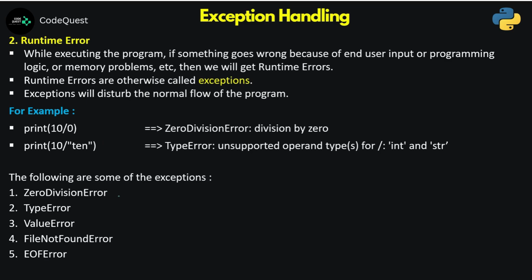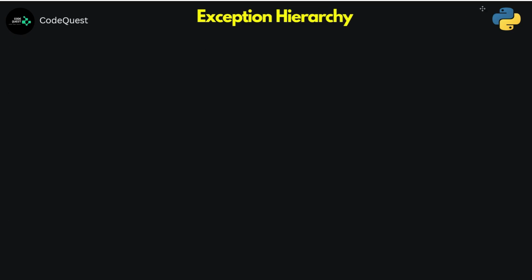Now these are some sample exceptions which might occur while developing a program, like zero division error, which we have seen here, and type error, maybe value error, file not found error, and EOF error. Apart from these exceptions, we have many more exceptions which may occur while you are running the program.